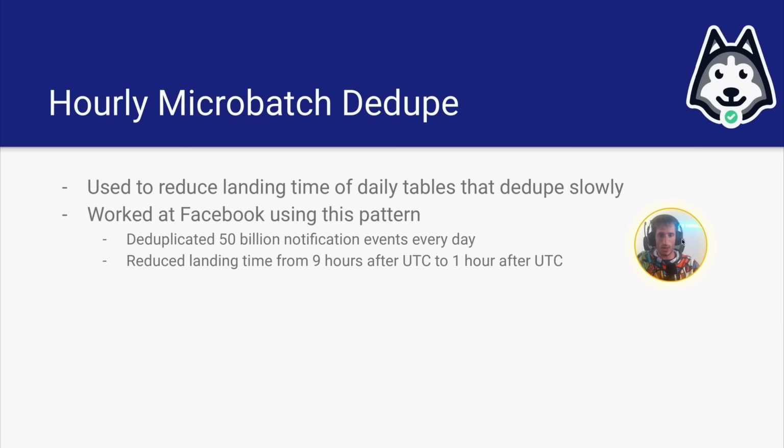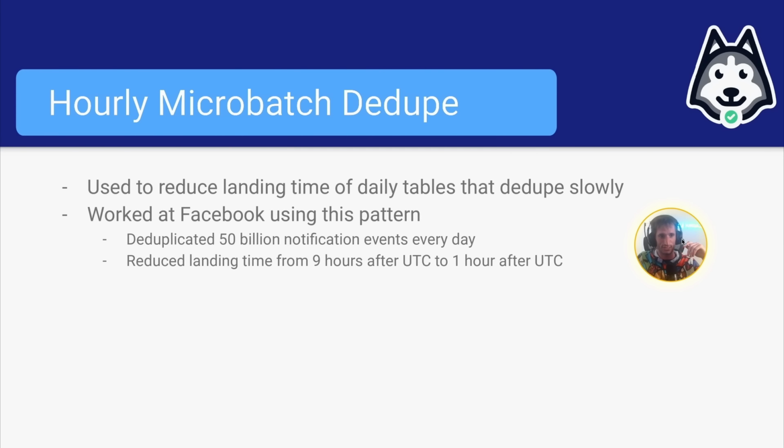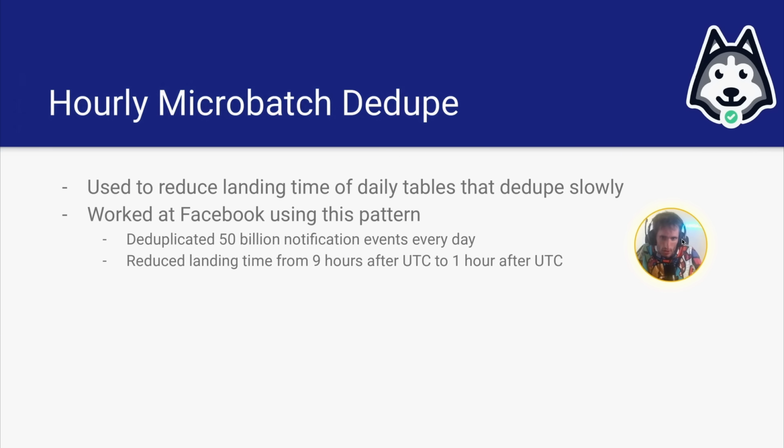This was how I actually pulled this off, deduplicating the Facebook notification data. I used this thing called hourly microbatch dedupe. And so what this did was, instead of taking 9 hours, it was actually available 1 hour after midnight. And that was great. We were able to really solve this problem.